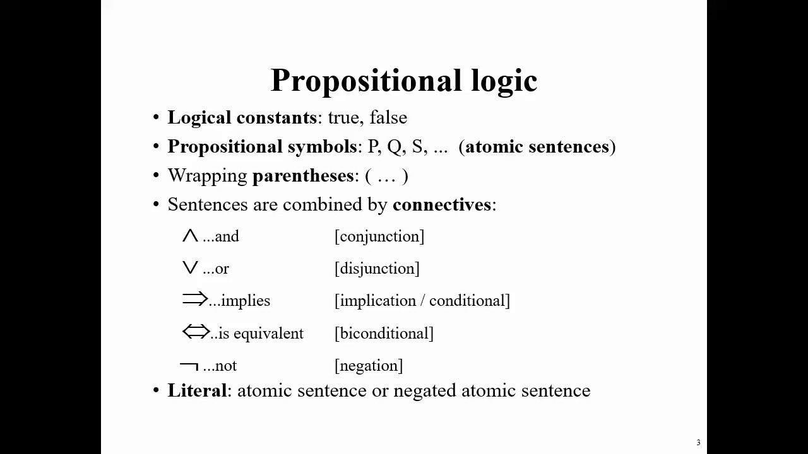You are aware that this symbol represents and, that is conjunction. Both are represented by and, any one is represented by or, and if-then is represented by implication. It's a conditional. If and only if is the biconditional. And if it is not, that means it is represented by negation. A literal is an atomic sentence or a negated atomic sentence. Generally negation is applied to atomic sentences.